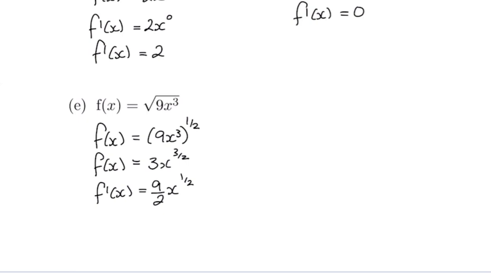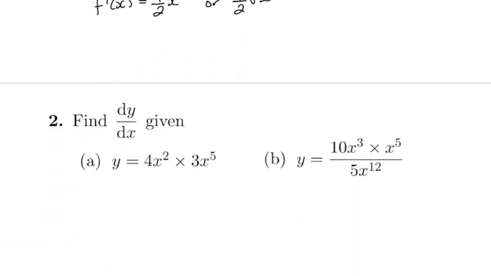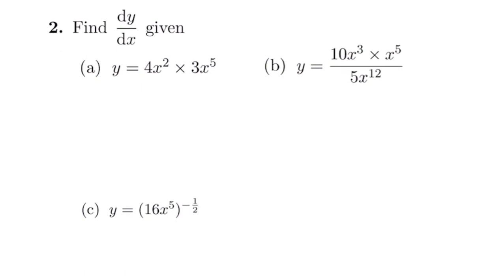And you could, if you wanted, write that as 9 over 2 times the square root of x. Either of those is acceptable. So those were all given in function notation. Now question 2, these are given in Cartesian notation. So we are going to be finding dy dx, so we're going into Leibniz form.